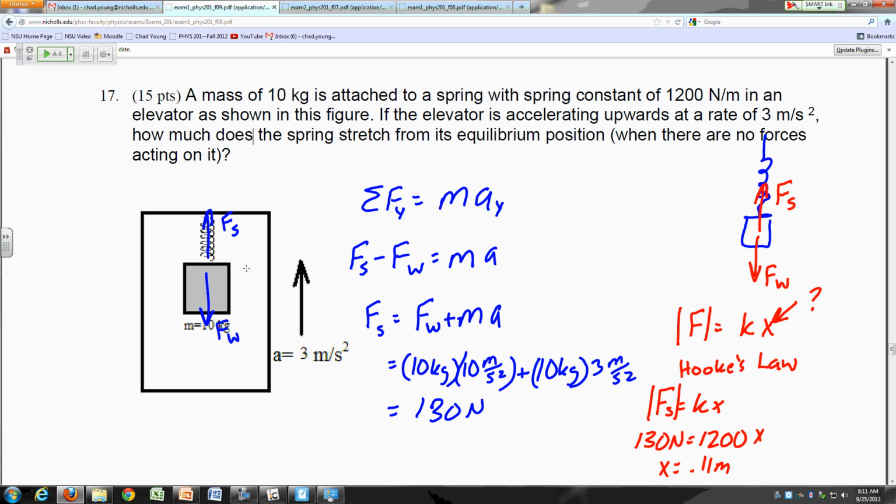You could potentially see a problem like this, but I would expect you to be able to do it pretty quickly. Did I get the same answer as you?